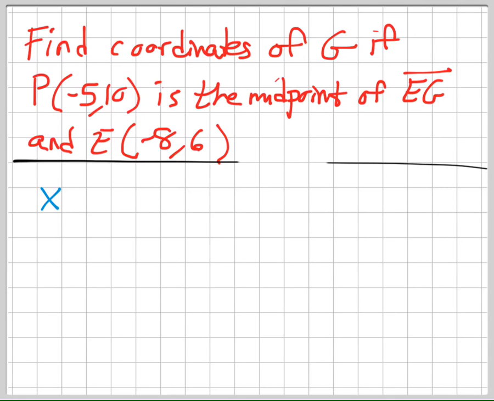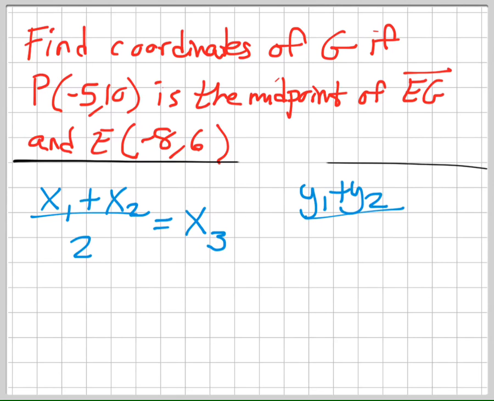Remember, the formula says if you take the first x plus the second x, divide that by 2, that gives you the midpoint. Let's call that the third x, the midpoint. And the same thing with the y. If you take the first endpoint's y plus the second endpoint's y, divide that by 2, that gives you the midpoint. So now instead of giving you both endpoints, I only gave you one of them, and I gave you the midpoint. So let's plug this in where we need to.